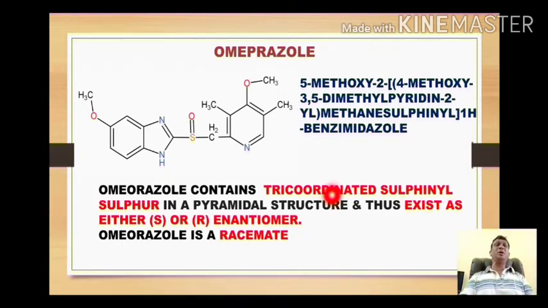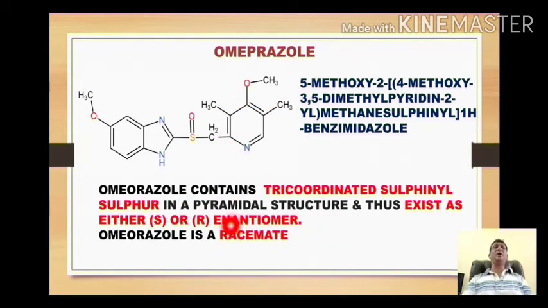If we know the basic ring structure, it is very easy to draw the structure of Omeprazole. Here, Ome stands for oxygen attached with a methyl, so here is the presence of a methoxy group. Here is also a methoxy group, and at this position we have a methoxy group, which are surrounded by 2 methyl groups on this pyridine ring.